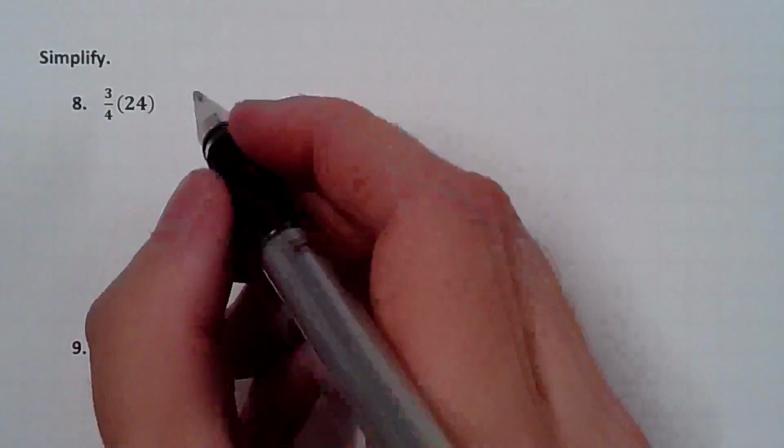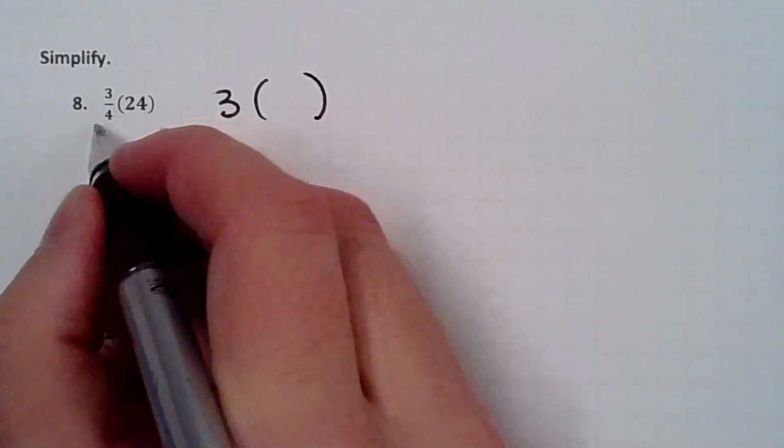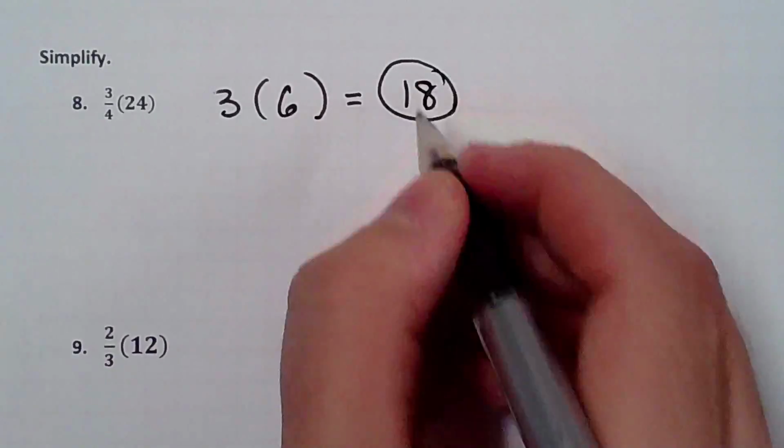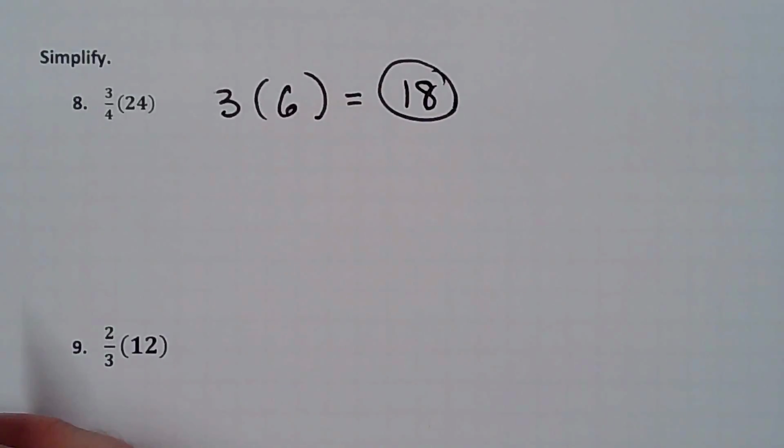The 4's on the bottom, right? So it's 3 times 24 divided by 4, which is 6. What's 3 times 6? And now you look like a genius. 3/4 of 24 is 18.